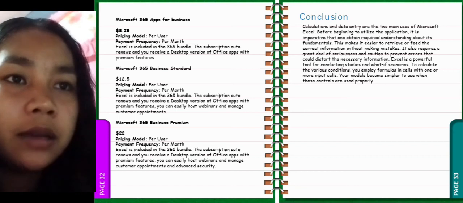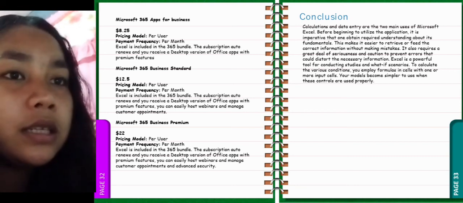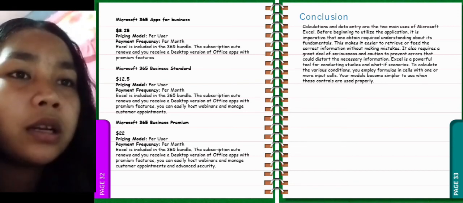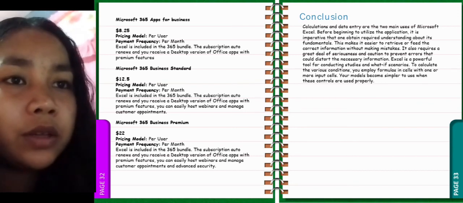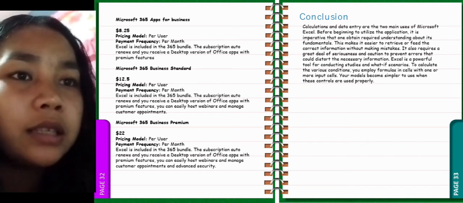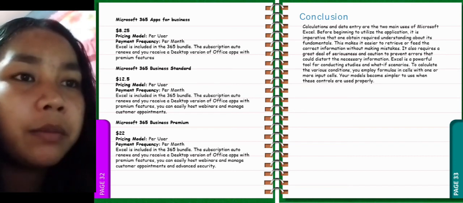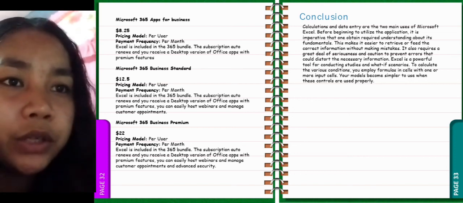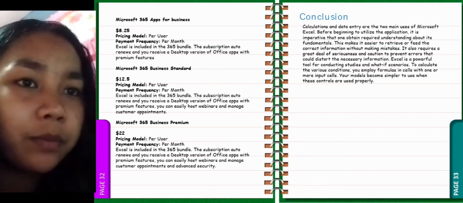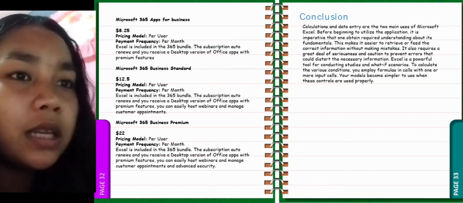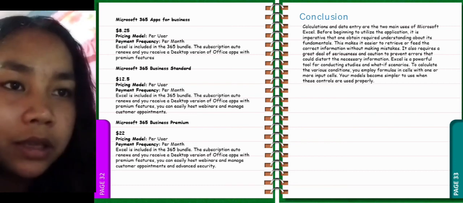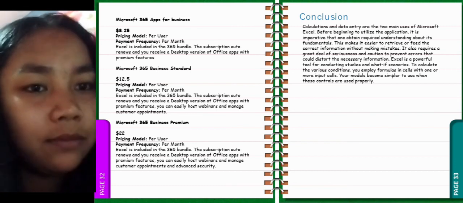And lastly, Microsoft 365 Business Premium, $22. Pricing model per user. Payment frequency per month. Excel is included in the 365 bundle. The subscription auto-renews and you will receive the desktop version of the Office app and premium features. You can easily host webinars and manage customer appointments, and advanced security.